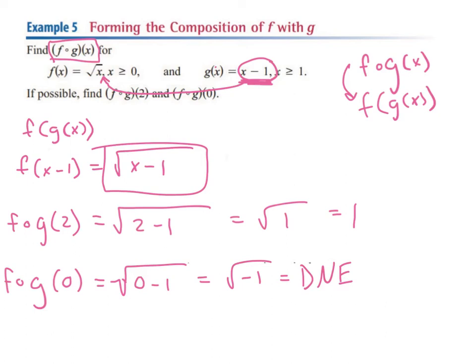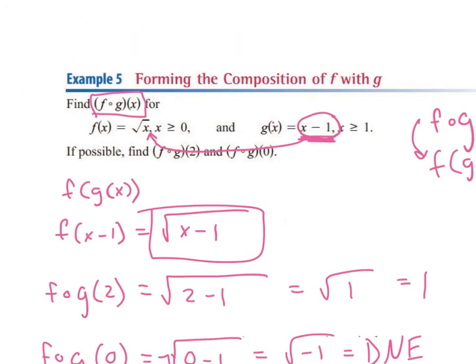Wait, Miss Carver, can you go back? Where'd you get the radical x minus 1? I got everything else except like the first part. Okay, so our composition here is f of g of x. We need to find f of g of x. So we take our g of x and plug it into our x in our f of x equation. So we're substituting the x in here for this g of x equation, which is x minus 1. Okay, I see. Thank you. You're welcome.